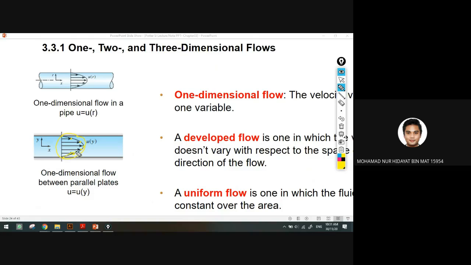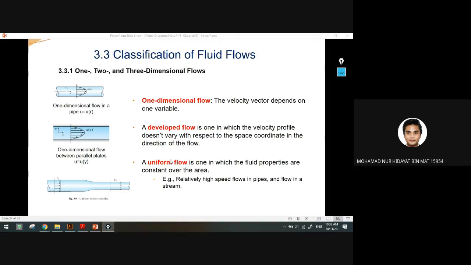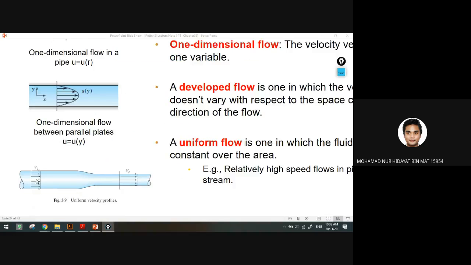So you connect this one, it becomes a profile, consisting of this. This is what we call a velocity profile. Okay. So how about the uniform flow, in which the fluid properties are constant over the area? The fluid properties, for example, the pressure, temperature, and the velocity, are constant throughout the flow, whatever the area.